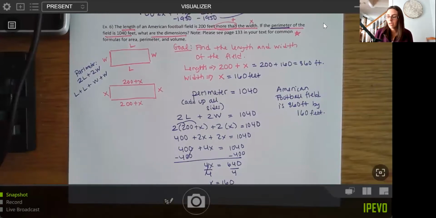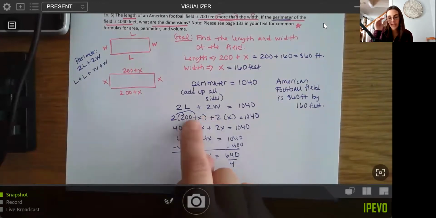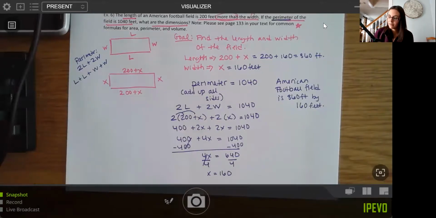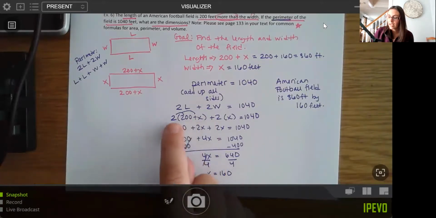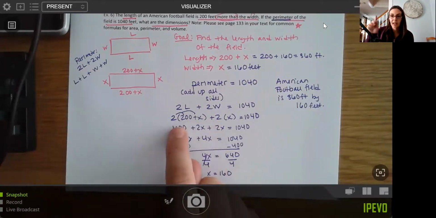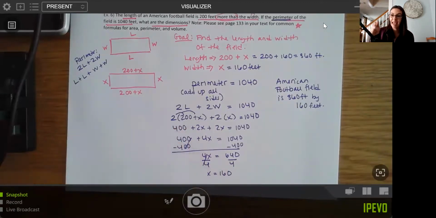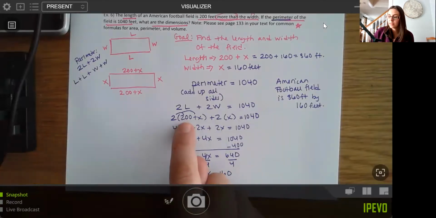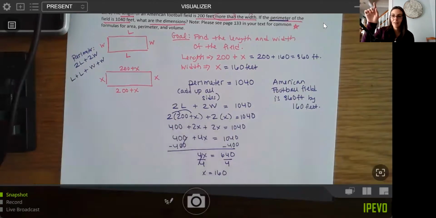One thing I will note, when students tend to do perimeter of rectangles, the biggest mistake is they forget to multiply those two sides by 2, or they forget to add in all 4 sides. They only add in half the sides. So that's one thing to watch out for. It's really common. I always see students, they'll do 200 plus x, and they'll forget that they have another length and another width that has to get incorporated. So keep that in mind as you're going through.